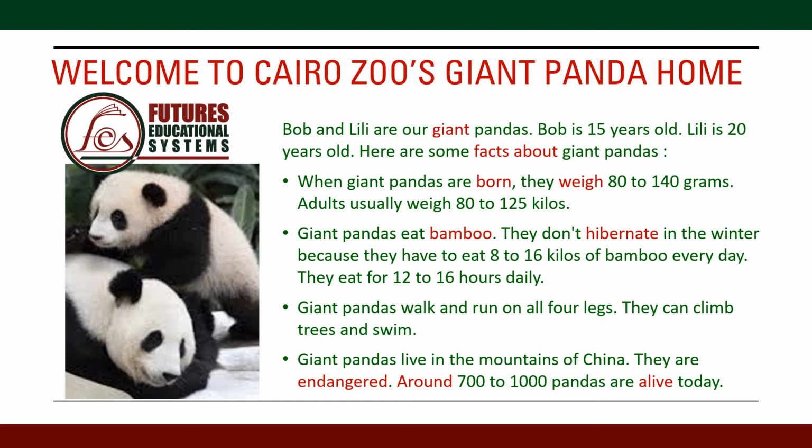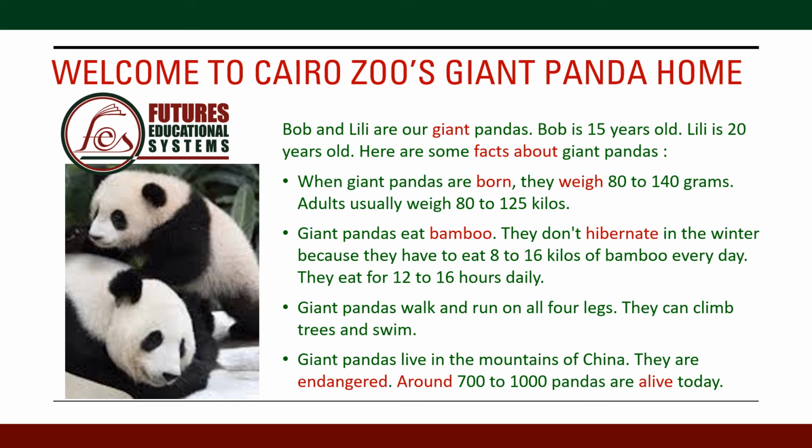If we go back to these facts, we see that the giant pandas, when they are born, are very small. They weigh from 80 to 140 grams only. But when they are adults, when they grow up, they weigh 80 to 125 kilos. So they are heavy and big animals. That's why they are called giant pandas, because they are very big. What do they eat? They eat bamboo.